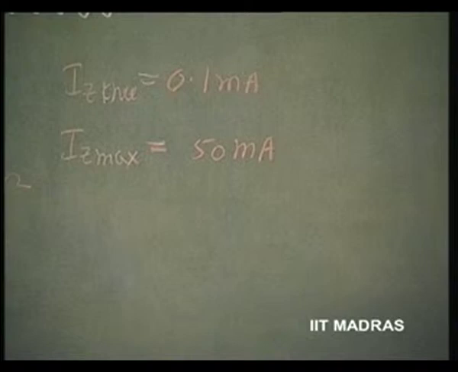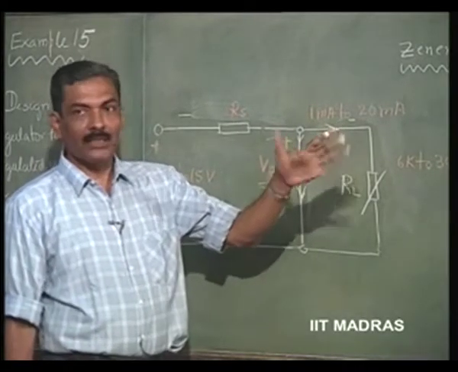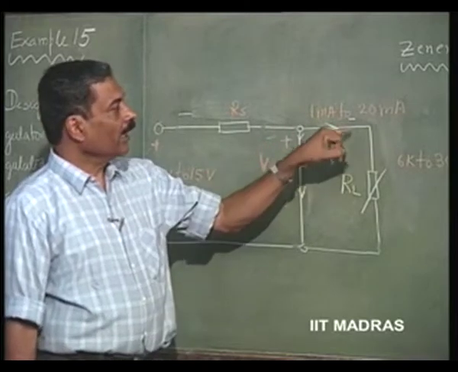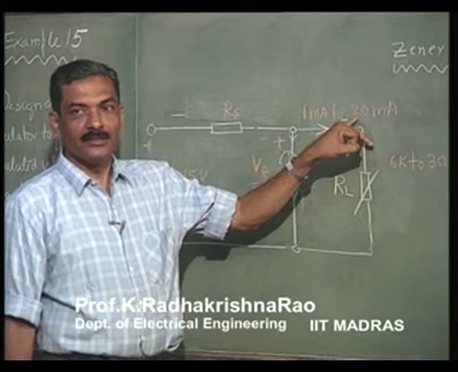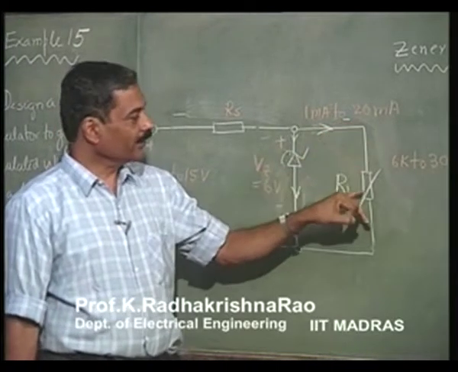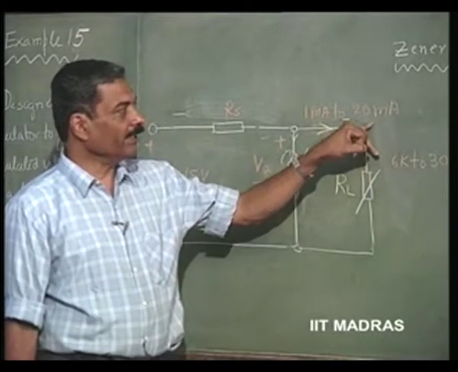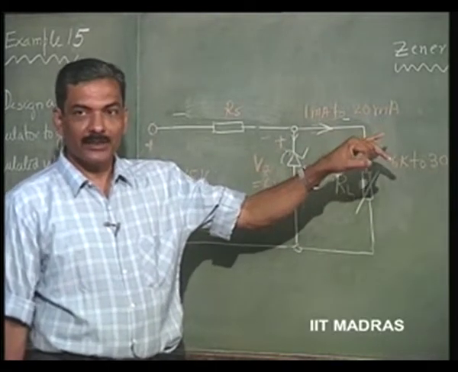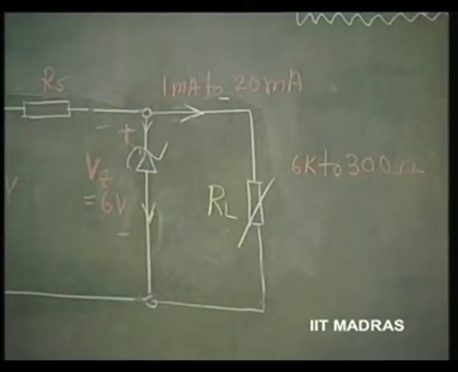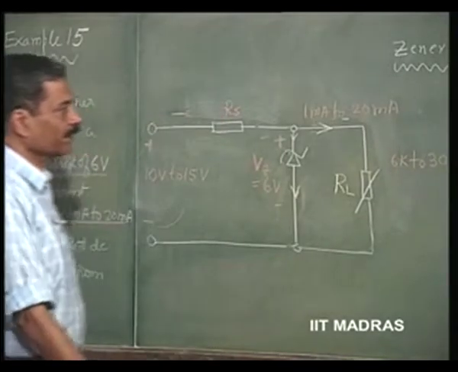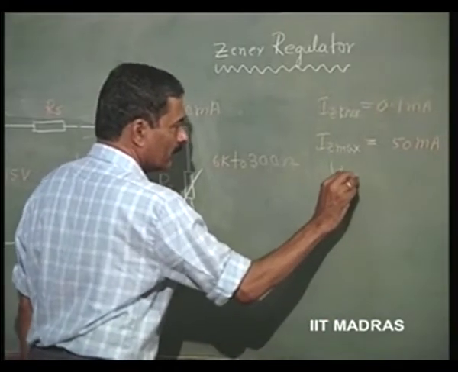One thing you should select. How do I select this? Obviously, Iz knee should be pretty low. Iz max should be at least greater than the maximum current that is going to be given to the load. So, here 20 milliamperes. So, it should be greater than 20 milliamperes, so that there is some current still left for the Zener. So, let us say it is 50 milliamperes given for this Zener, which is having a Vz of 6 volts.